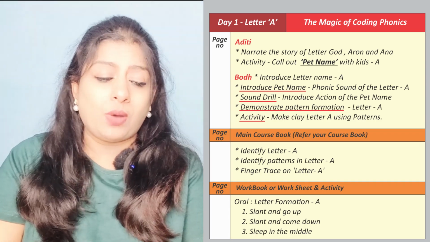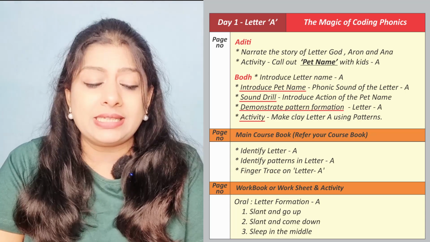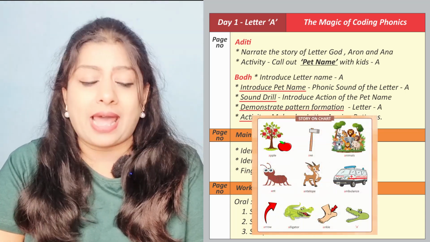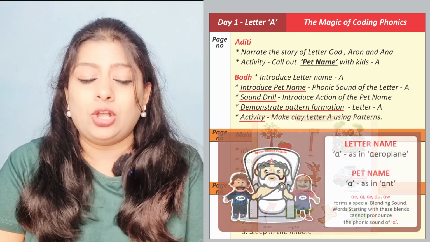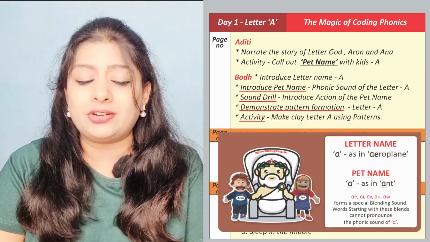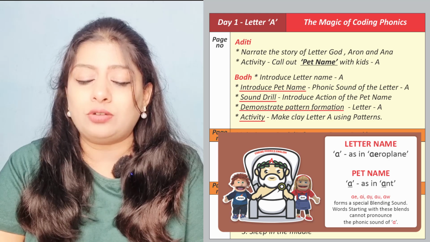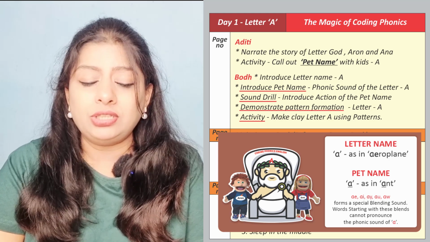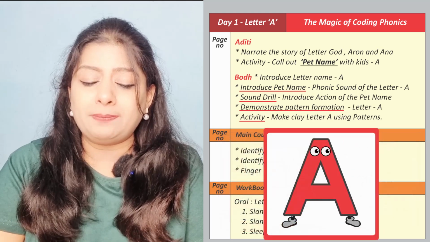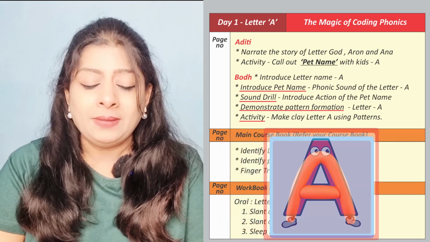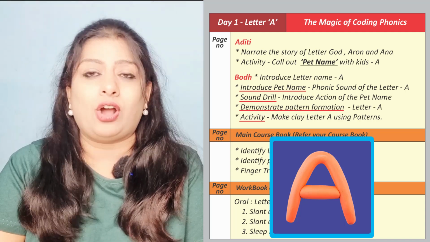Day number 1, for Aditi, that is readiness. Narrate the story of letter god Aaron and Anna. Activity: call out the pet name with the kids. Bodh: introduce the letter name A, then introduce the pet name, that is the phonic sound of the letter. You can do the sound drill, introduce the action of the pet name, demonstrate pattern formation of letter A, and the activity that you can do is make a clay letter A.